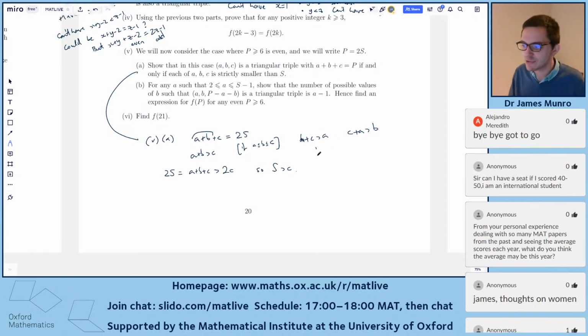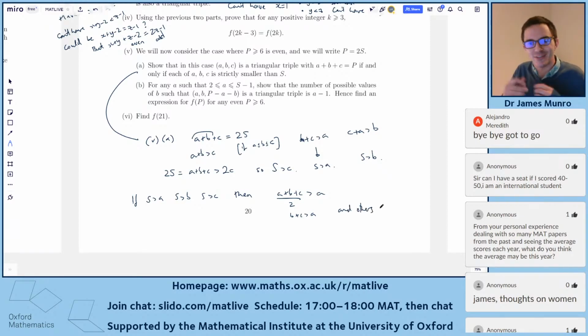Other inequalities. These ones also mean s bigger than a, s bigger than b. Right. Cool. It's an if and only if. So we're supposed to check that if all of these things are true, then this is a triangle triple. But that's okay, because if s is bigger than a, then a plus b plus c over 2 is bigger than a. And we can rearrange that to say that b plus c is bigger than a, and the others. It's reversible. We can get back again.